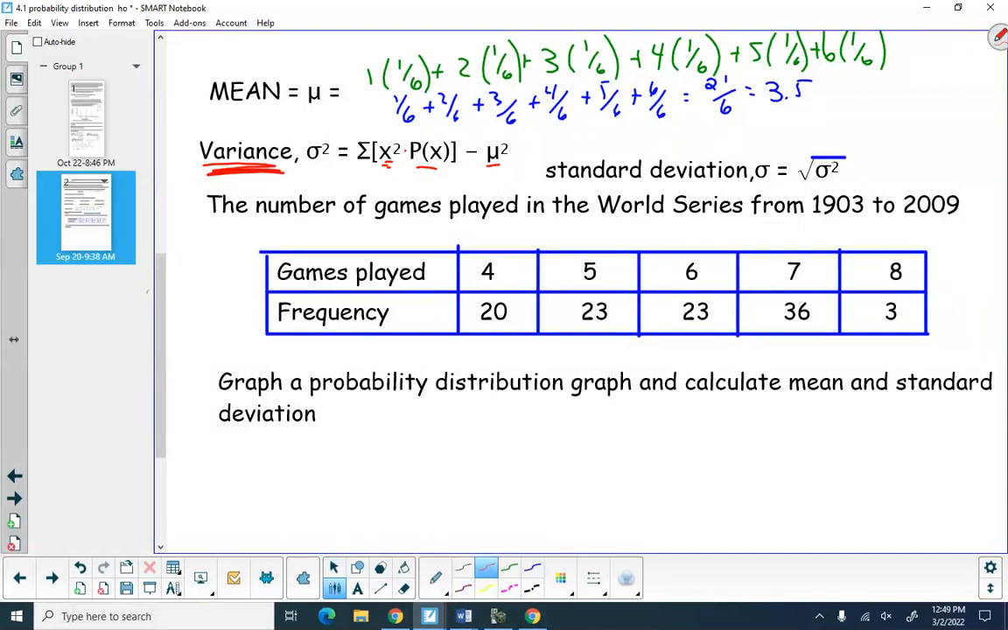Number of games played in the World Series from 1903 to 2009. As I got this data out, I was surprised that it used to be a best of 9 series. Back in the early 1900s, there was only an American League and a National League. They didn't take 6 or 8 teams to the playoffs. They took a winner from the American League and a winner from the National League, and they had a series, and that was their World Series.